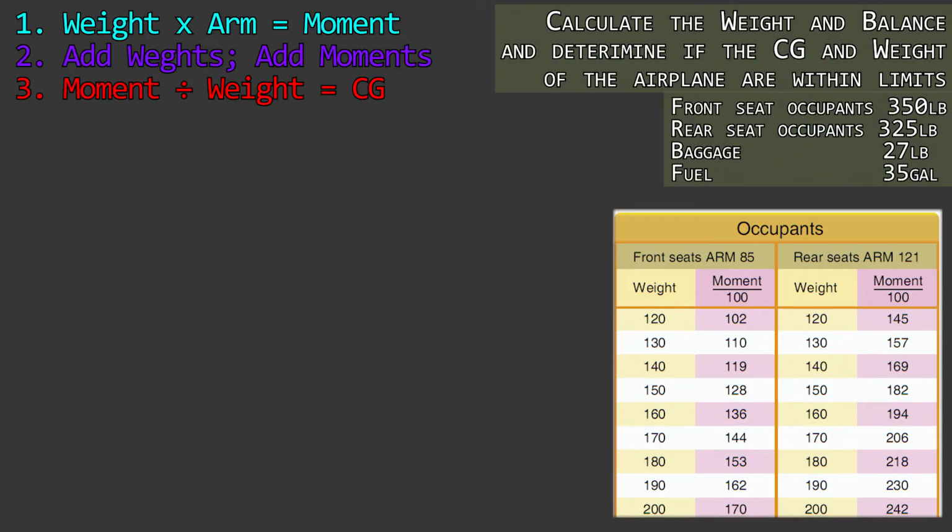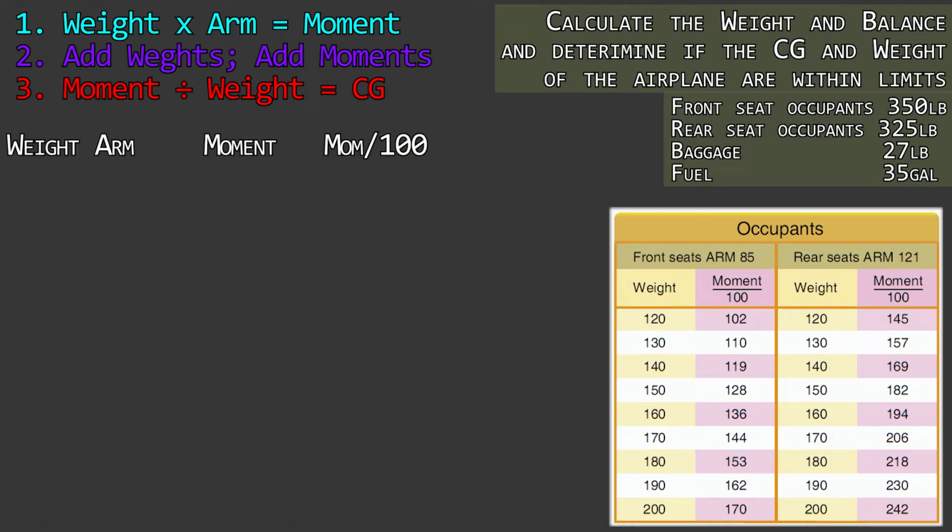Step 1 is weight times arm equals moment. We've got front seat occupants, they're 350 pounds. If we look at our chart, it doesn't go to 350, so we can do it two ways. You can take the moment for 200 and add that to the moment of 150, or you could just take 350 times the arm of 85. I'll be doing the multiply method, and you'll still end up with the same answer. So we'll take 350 times 85, and that's 29,750. And since our moments are divided by 100, that's 297.5.